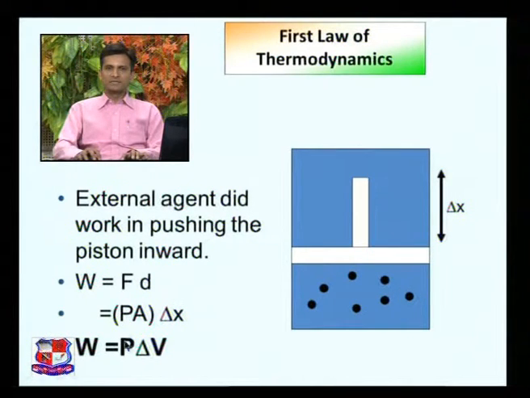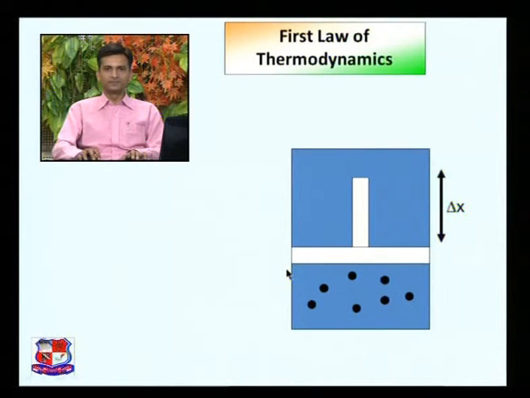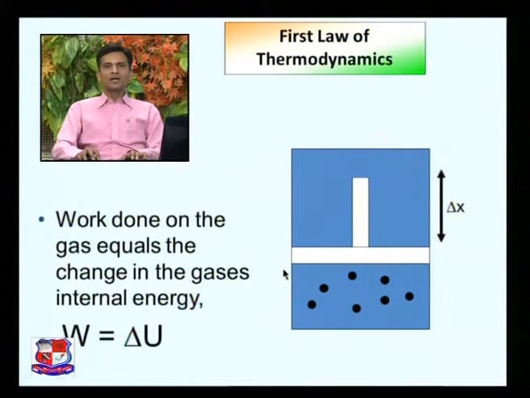As we know, P is pressure, and area into delta X: area is this and delta X means this height. So that is the total volume covered by this piston, which is the change in volume, represented by delta V. Hence work done is equal to P into delta V, or PdV work is done. Work done on the gas equals the change in the gas's internal energy as per the laws of thermodynamics. W is equal to delta U, that is the change in internal energy.